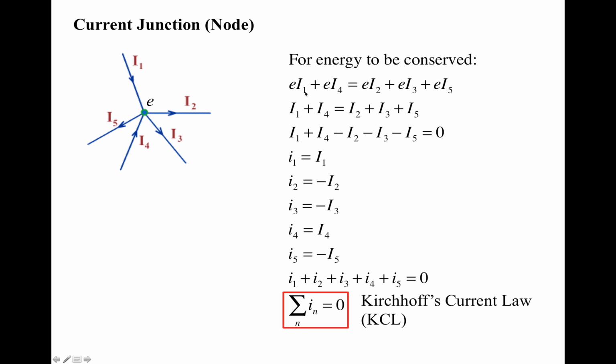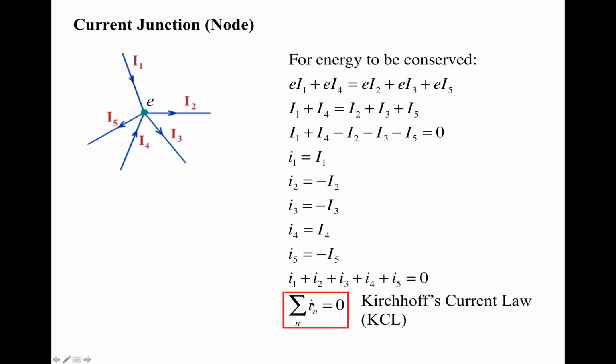And we can cancel out the voltage E. And then we can move all the currents to the left-hand side, and the right-hand side becomes 0. So if we assume that the currents flowing into the node, I1 and I4, are positive, and those flowing out of the node are negative, then the summation of the currents with the directions accounted for becomes 0.